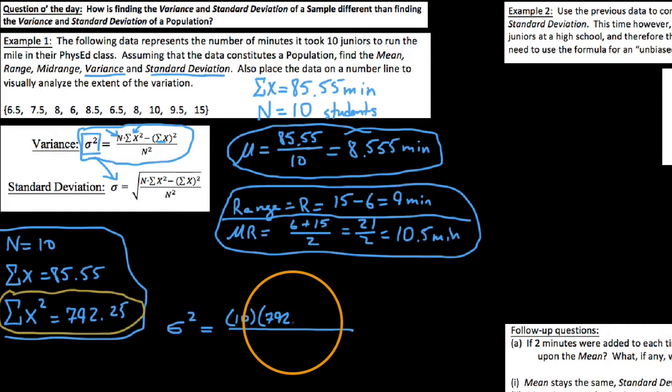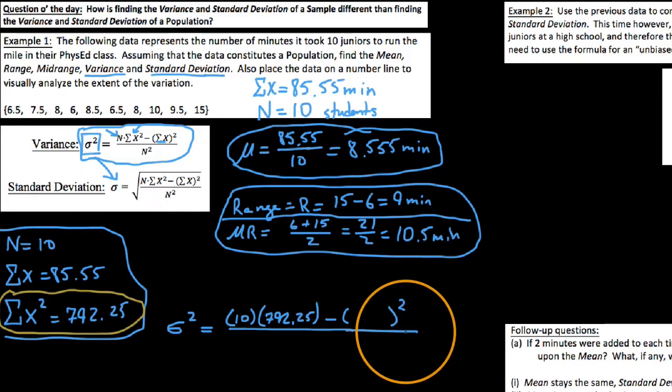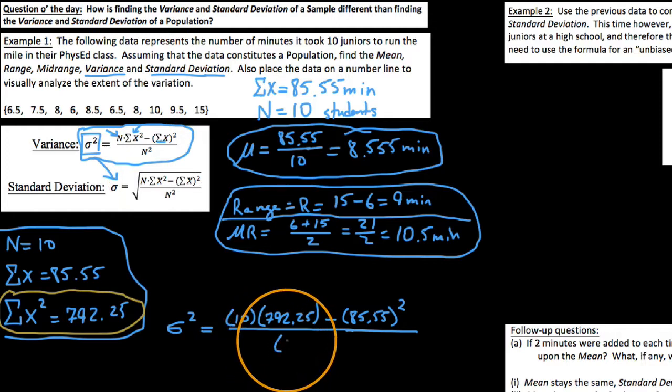So we get 792.25. And this is going to be minus. Now we're going to take the sum of our data and square it. So in parentheses, we'll say this thing's squared, and we're going to drop in the sum of our data, which was 85.55. And in the basement here, the important thing is that we're going to take the number of data and take it times itself. So n times n. So we get 10 times, in this case, 10.